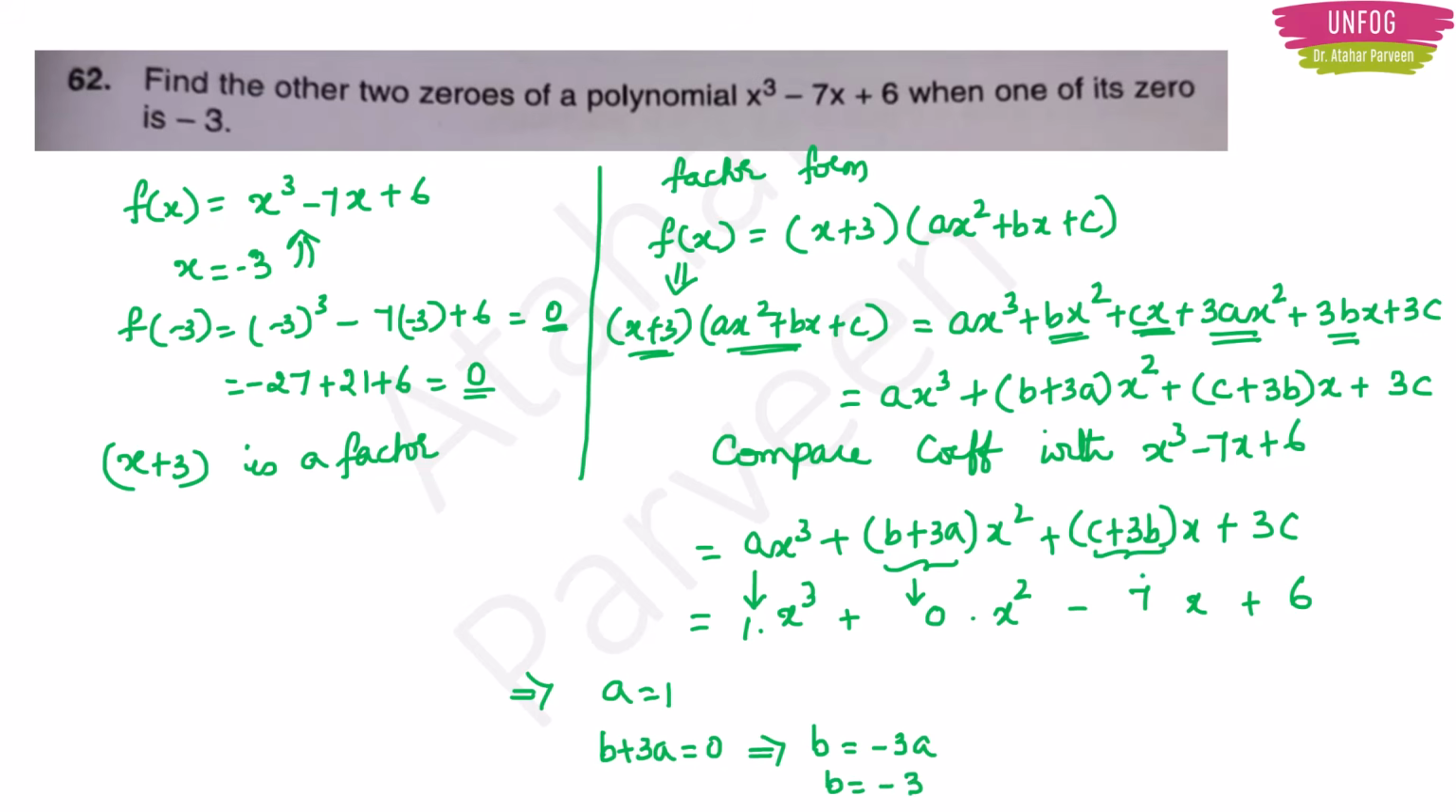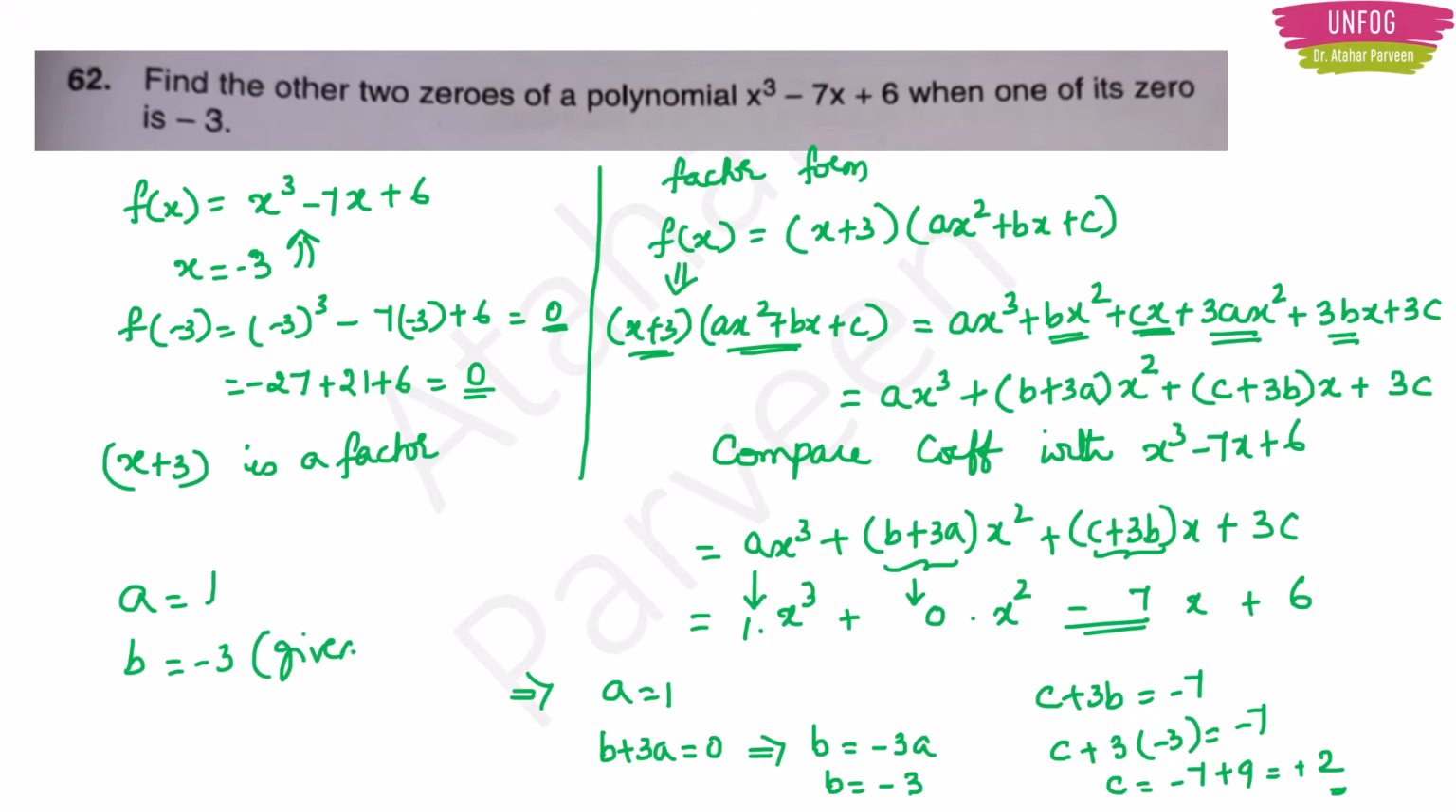Again, what is c plus 3b? It will be minus 7, right? So c plus 3b is equal to minus 7. So c plus 3 into b, which is minus 3, as we just found, equals minus 7. So c will be equal to minus 7 plus 9, so I am getting plus 2. So I got a is equal to 1, b is equal to minus 3, which is also given in the question, and c is equal to plus 2. So these are the roots of the given polynomial.